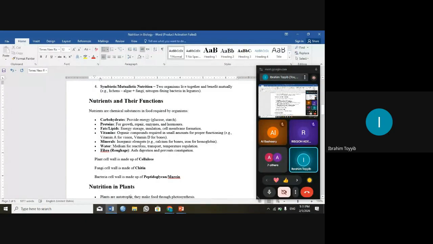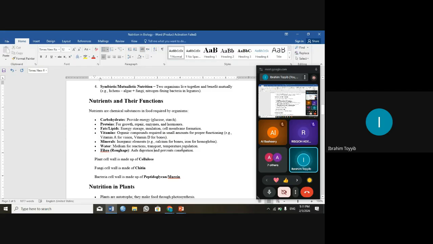Minerals are inorganic elements, like calcium for bone, iron for hemoglobin. Water is the medium for reactions. Water aids digestion. It will help the food taken in to digest properly, and it will help to transport them from one region to another in the digestive tract, the alimentary canal. Water also performs the function of temperature regulation.